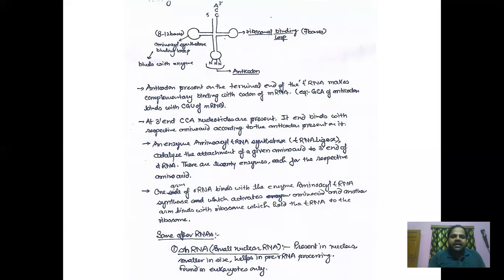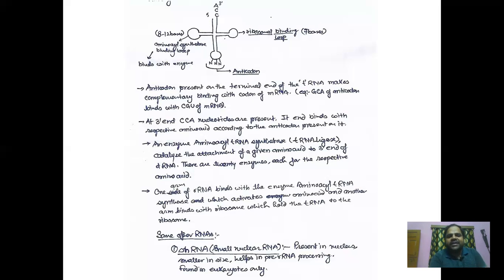Next point is the enzyme aminoacyl tRNA synthetase, also called tRNA ligase, which catalyzes the attachment of a given amino acid at the 3' end of tRNA. There are 20 enzymes, one for each respective amino acid. As we know there are 20 types of amino acids, so 20 different types of enzymes are there to attach these amino acids to tRNA.